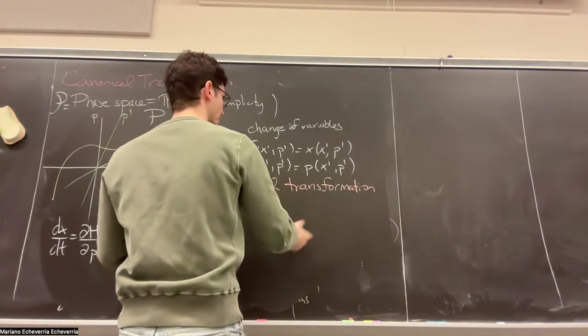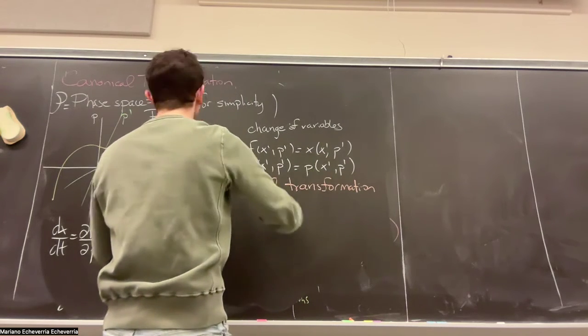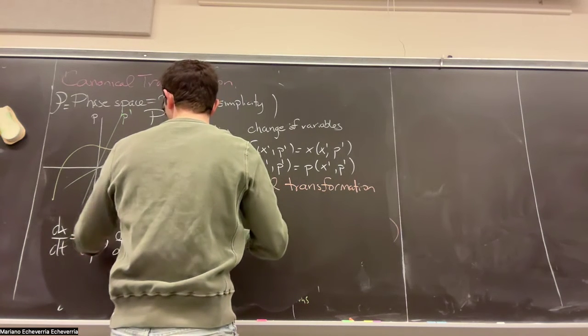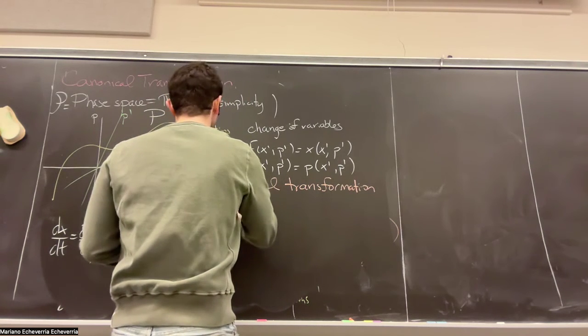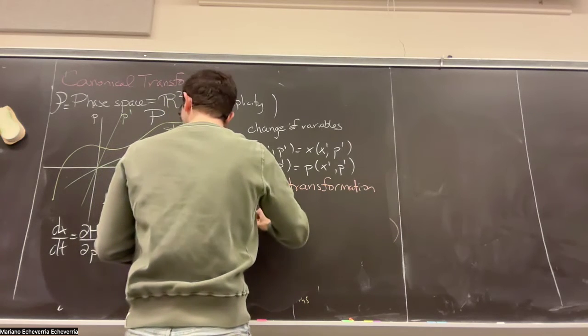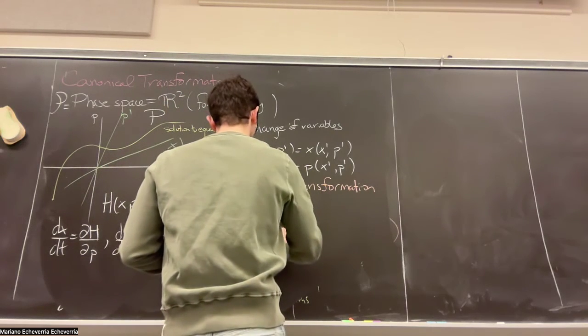So the idea is that for a canonical transformation, you could find the rates of change of x prime and p prime in the naive way, meaning taking the partial derivatives in the same way. So what you want is that the derivative of x prime with respect to time is a partial derivative of H. I'll say what H prime here is.